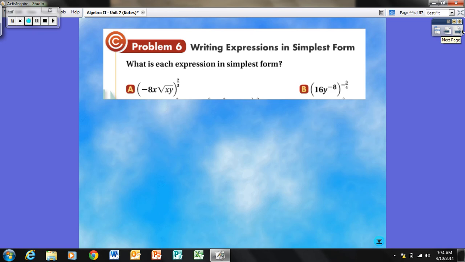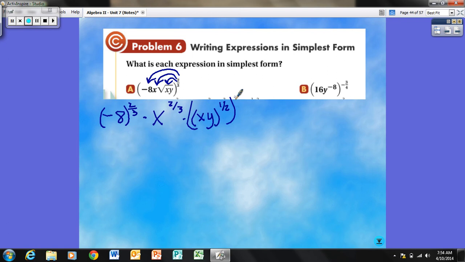Okay, so this is another property of exponents that we need to remember. Remember that when they're in parentheses and we're multiplying, you actually sort of have to distribute the exponent to everything in the problem. So this can really be written as -8 to the 2/3, and I probably want to put the -8 in parentheses, times x to the 2/3 times xy to the 1/2 to the 2/3. So then I'm going to take each thing at a time in order to simplify it.